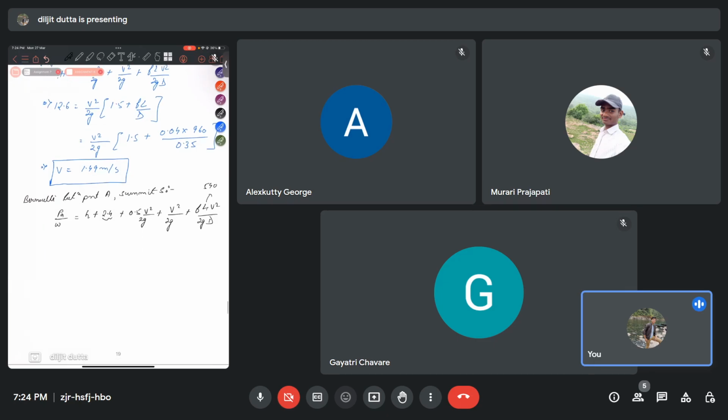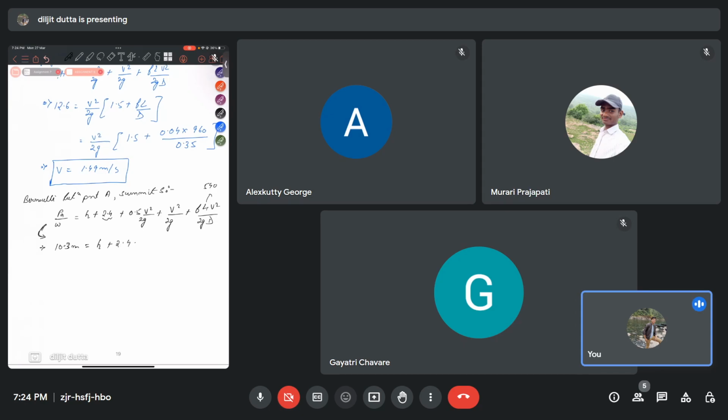Now PA by W is the atmospheric pressure head, and this is approximately equal to 10.3 meter. How does it come? It comes from PA equal to 1.013 bar, equal to 10 to the power 5 Newton per meter square, that is Pascal. If we convert Pascal to water head, that is divided by rho into G, we will get 10.3. So we have to calculate head.